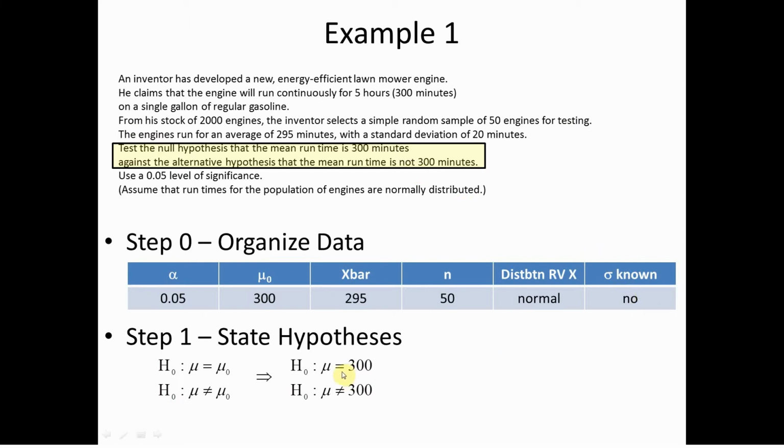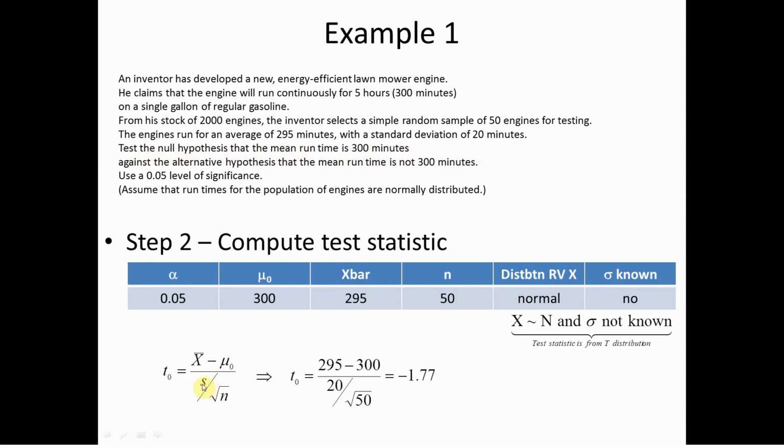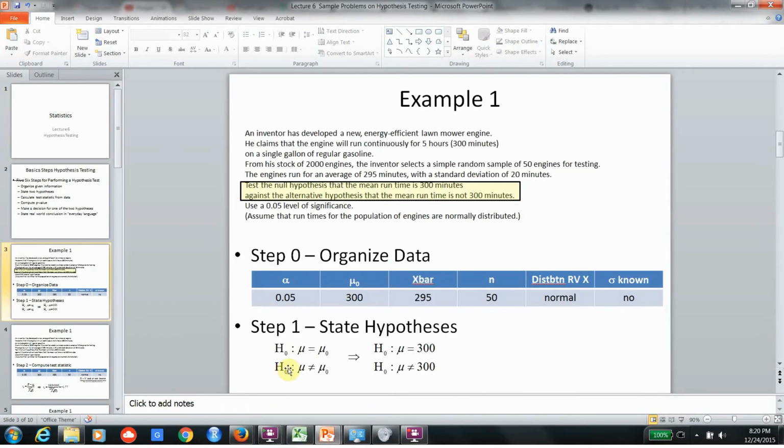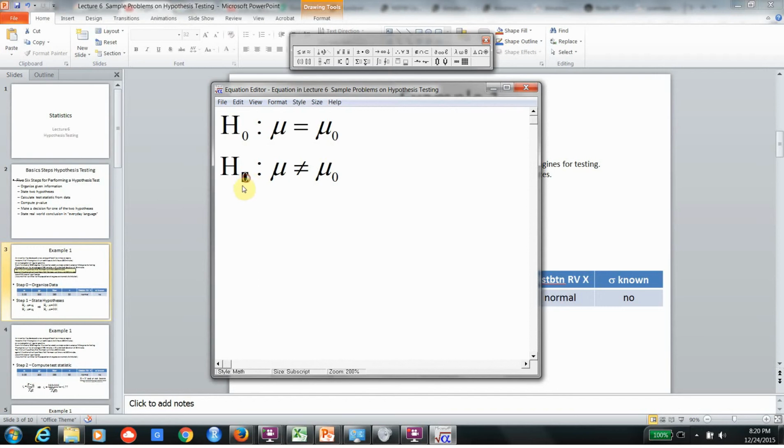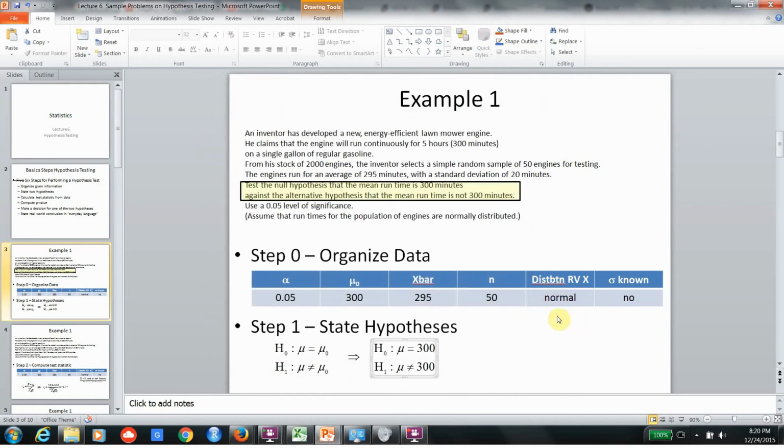Okay, so let's state our hypotheses. Well, we can see the null hypothesis is that mu is equal to 300. And of course, the alternative, and this should be H1, I don't know why I keep doing that, H sub 1, this is going to be mu is not equal to mu naught, or in our case, mu is not equal to 300. There we go. And there we are. Okay. All right. So we stated our hypothesis. We organized the data. What do we have to do next?